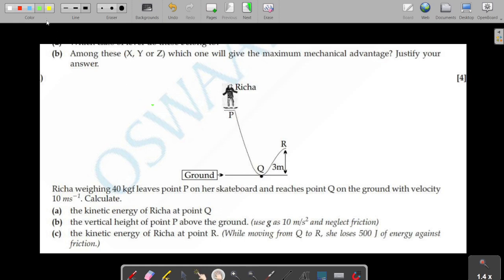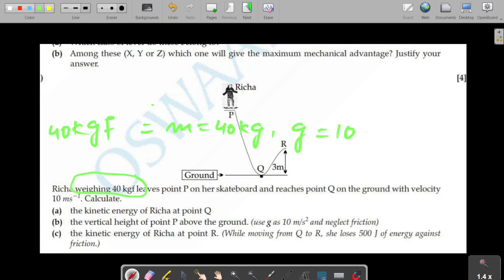Here, Richa weighing 40 kgf, kilogram force, 40 kgf is equal to the force exerted by gravity on a mass of 40 kg. So here mass is 40 kg and we have to take the value of g as it is given, 10 meter per second square. Okay, so now in part A we have to calculate the kinetic energy of Richa at point Q.